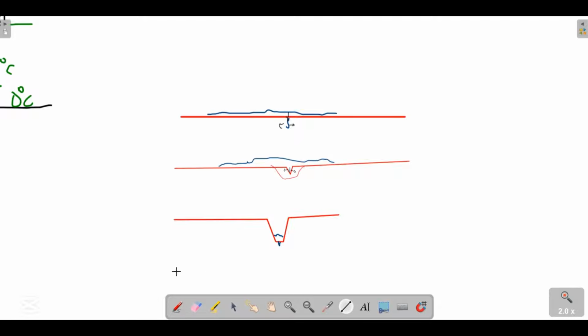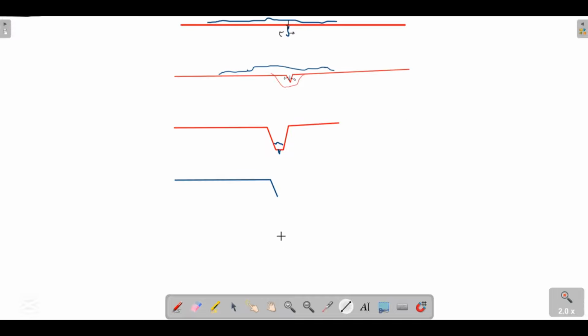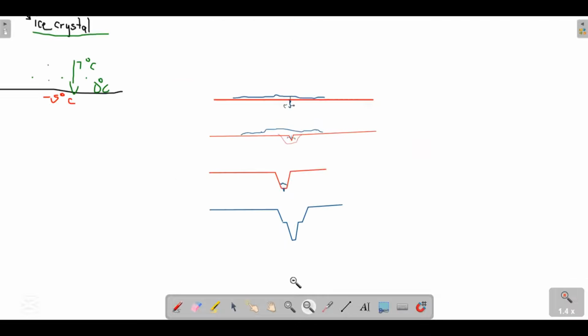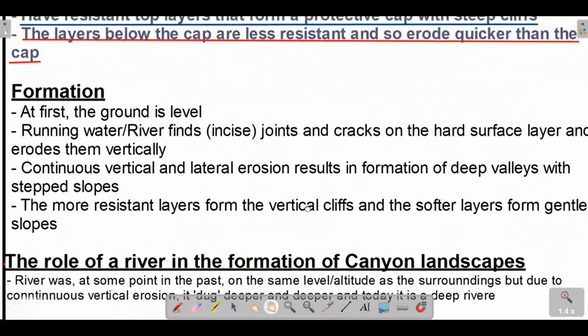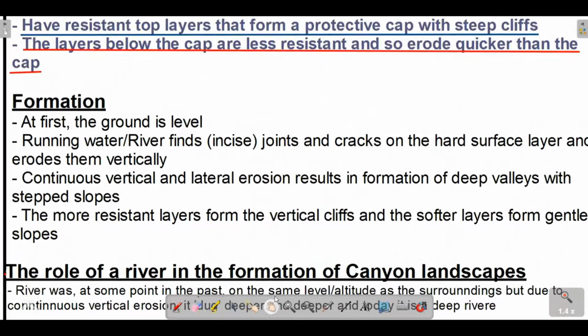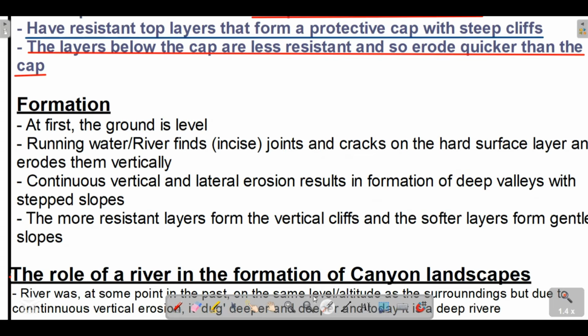So now this means that there's continuous erosion. And so now you're going to have something that maybe looks something like that. What is that? That is a canyon. Okay, so on and so on, guys. This continuous erosion started from that river finding the weak spots, it erodes them, and so on and so on. Continuous erosion results eventually in the formation of canyons.